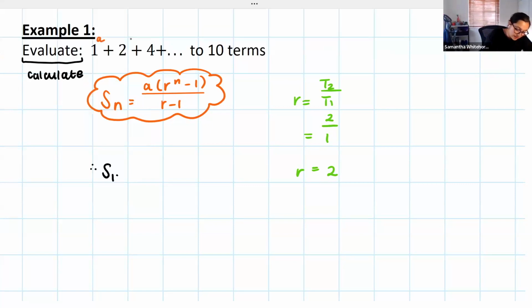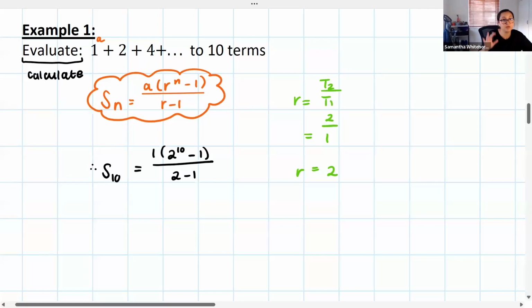So I want the sum of the first 10 terms, which means I've got A, which is 1, open bracket 2, because that's R, to the power of 10 minus 1, all over 2 minus 1. Now, guys, this 1 in front of that bracket actually does nothing, because 1 times anything doesn't change the value. Obviously, you leave it there, it's absolutely fine.